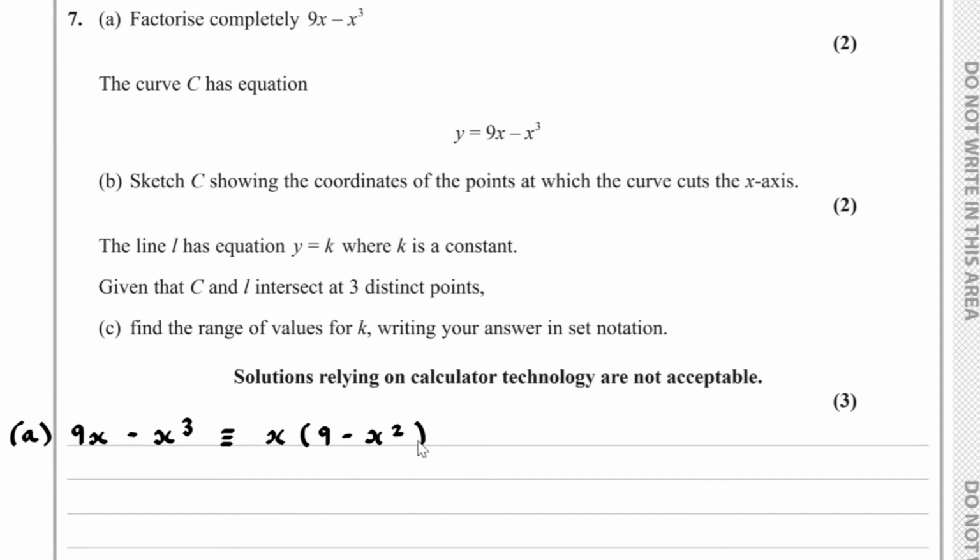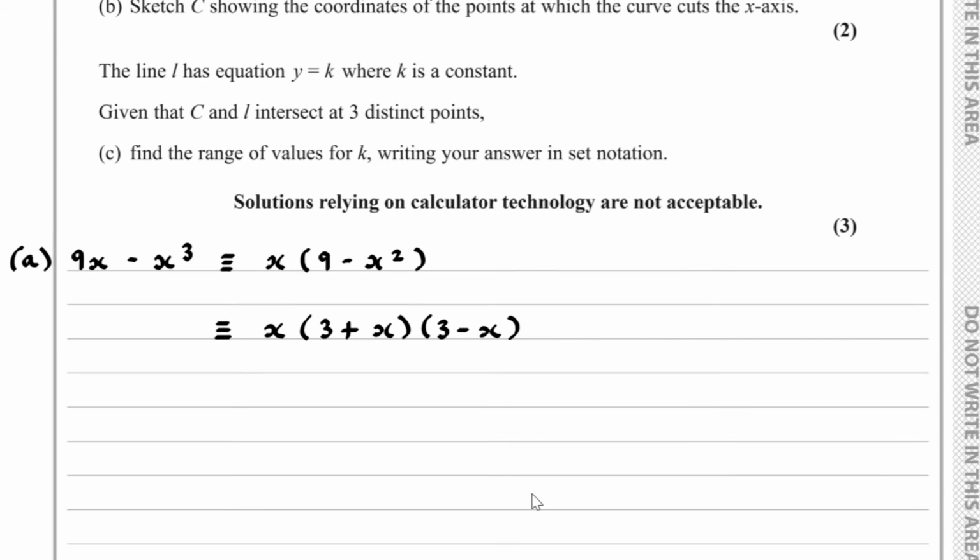Now inside the bracket, hopefully you will notice we have a difference of 2 squares. And we can factorize that as 3 plus x multiplied by 3 minus x. So when we come to factorize 9x subtract x cubed, we end up with x multiplied by 3 plus x multiplied by 3 minus x.